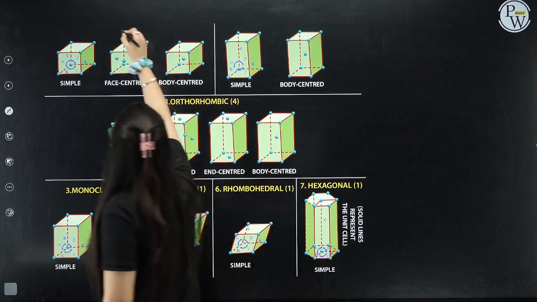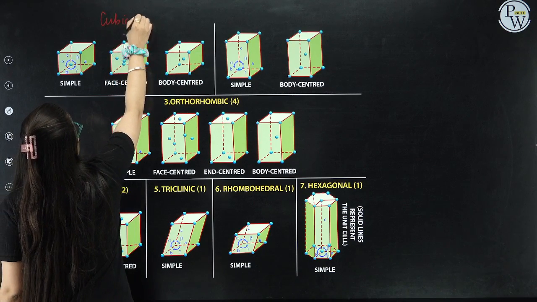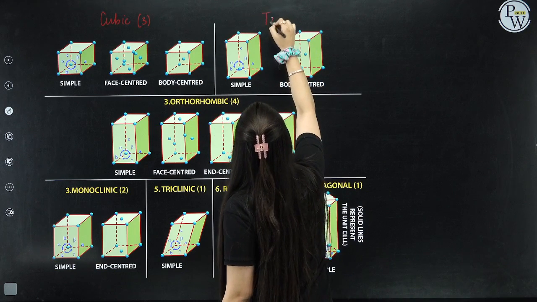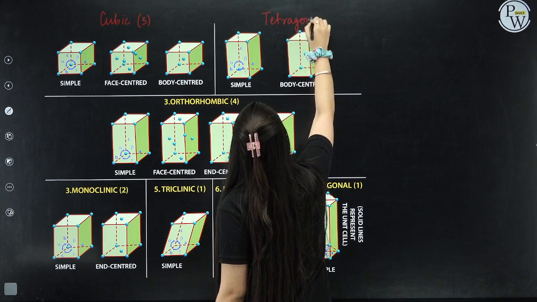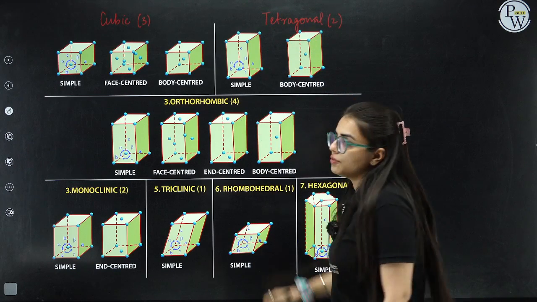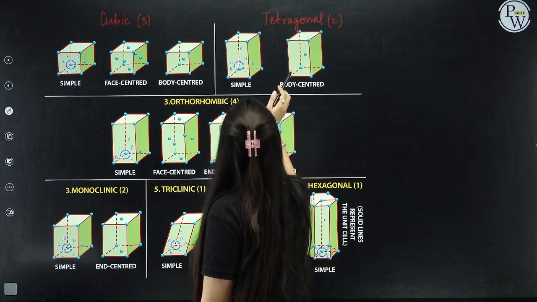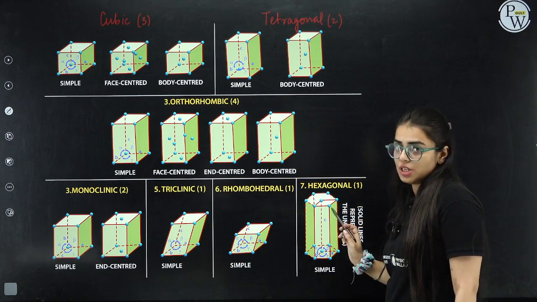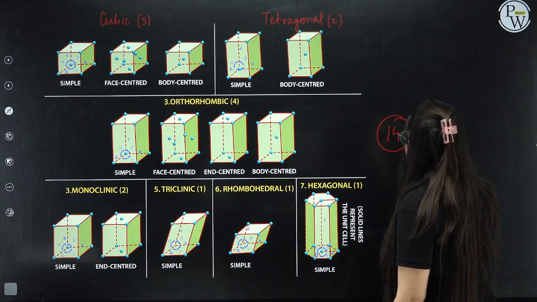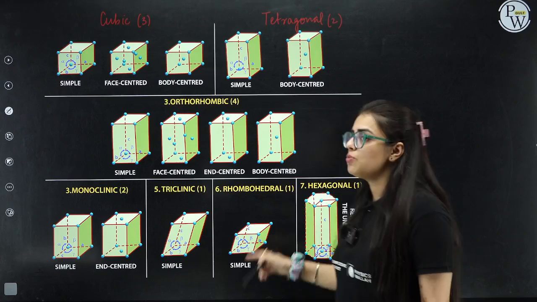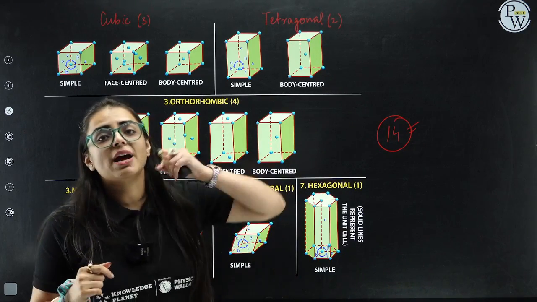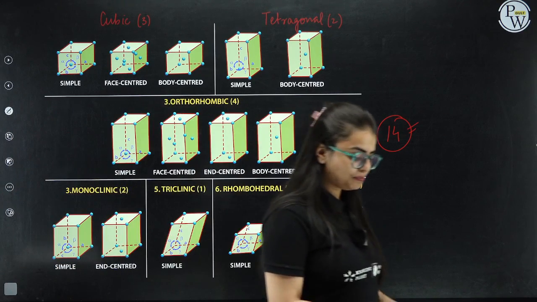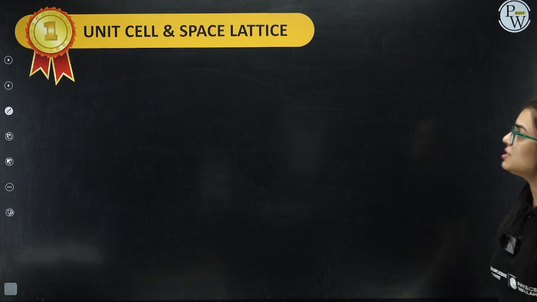See, cubic is further categorized into three types. It will form three structures: simple, face-centered, body-centered. Tetragonal will form two structures. If you add all of them, see what value comes: 3 plus 2 is 5, 5 plus 4 is 9, 9 plus 2 is 11, 12, 13, and 13 plus 1 is 14. So a total of 14 Bravais lattices are obtained from the 7 crystal systems. One more question they generally ask: which of the following forms the maximum Bravais lattices? That is orthorhombic, which forms 4. Clear, guys?